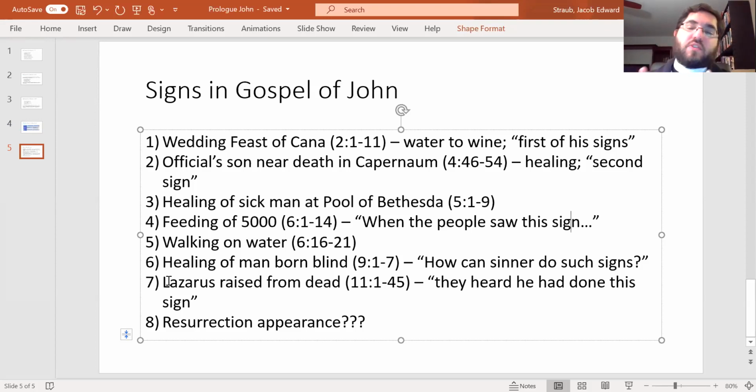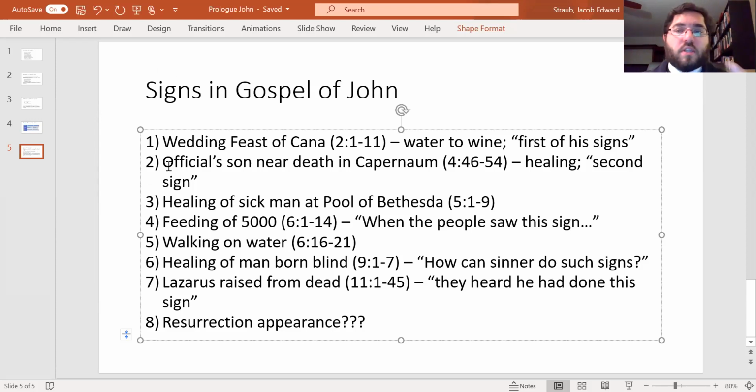The last sign, as it were, in the book of signs, and that's why I want to specify it that way, is the raising of the friend of Jesus, Lazarus, from the dead. This is almost the entire chapter 11. They heard he had done this sign, so they say, he's done this. One could argue, perhaps, the resurrection as a sign. Sometimes it's thrown in there.